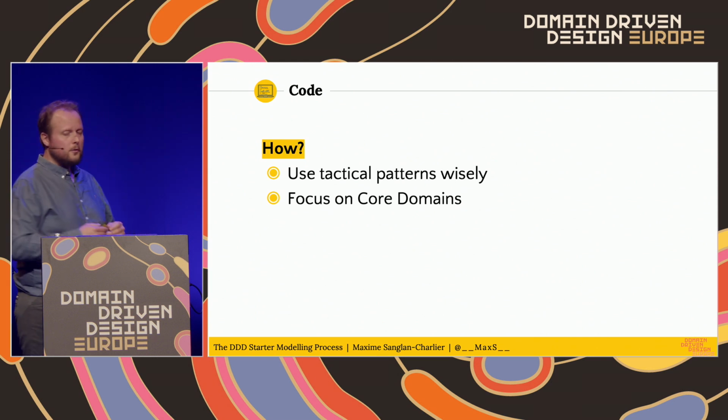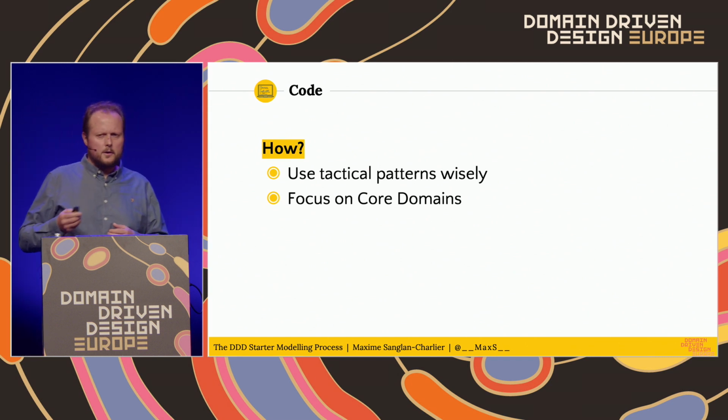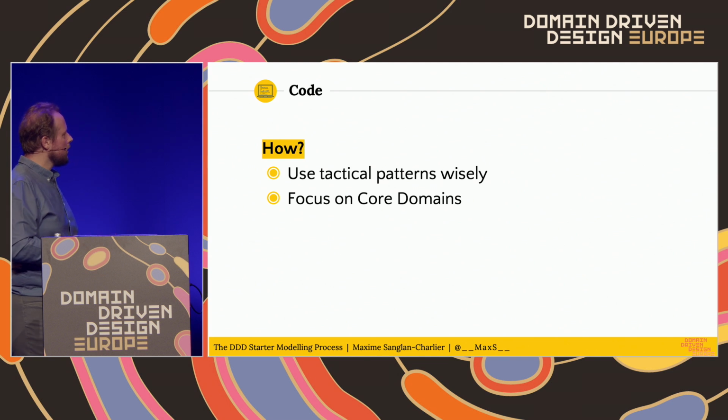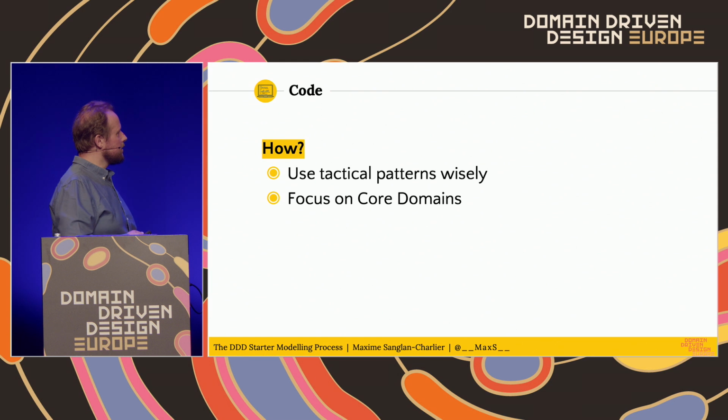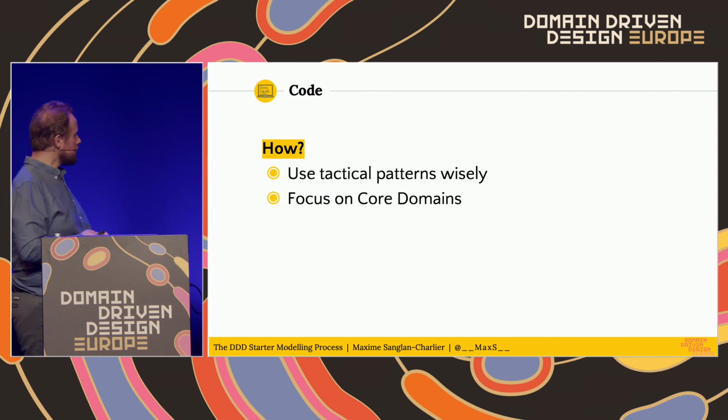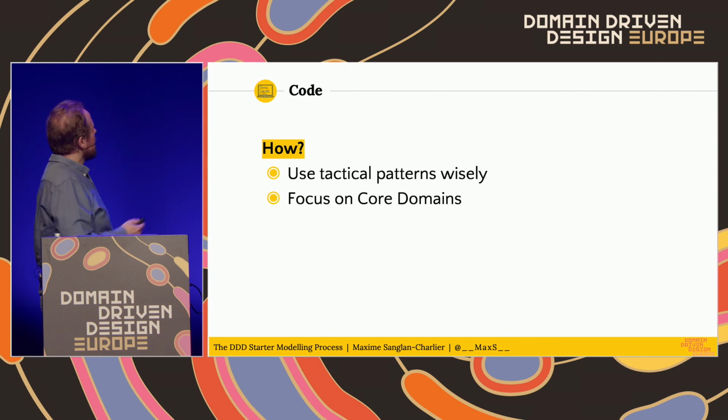So maybe if you're working on your core domain, you will try to use a different style of architecture, like hexagonal architecture or onion or whatever, that will ensure that your domain is quite protected, because it needs to be.